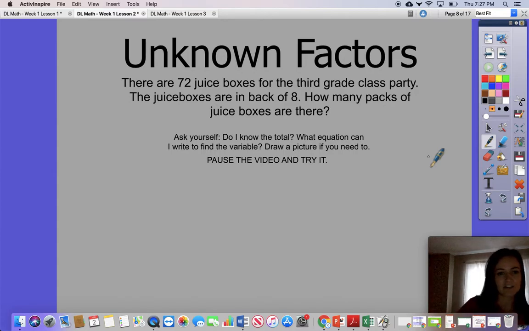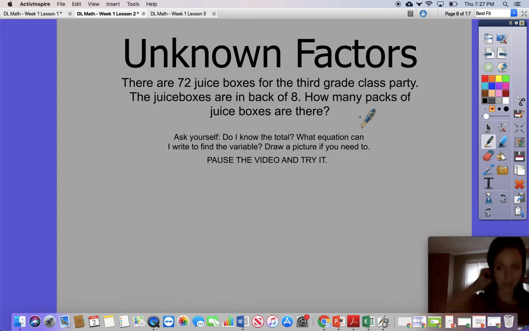There are 72 juice boxes for the third grade class party. The juice boxes are in packs of 8. How many packs of juice boxes are there? Okay, so if I wanted to draw a picture of this, actually I'm going to have you guys try it first. But think about, you could draw a picture if you needed to help you get started. Ask yourself, do I know the total? Okay, and what equation can I write to help me? Go ahead and pause the video. Go.